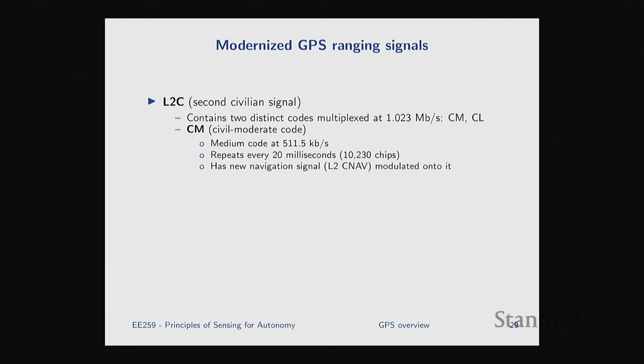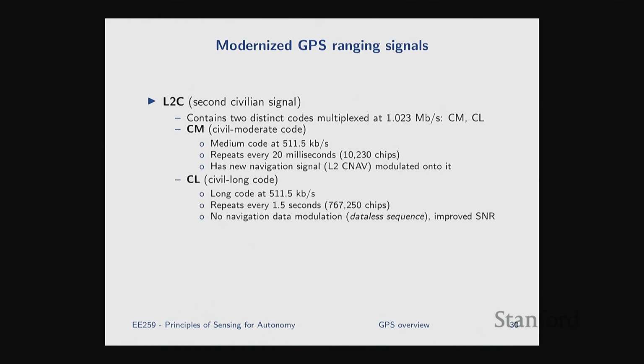But there's an L2C, which is called the second civilian signal. As the name suggests, this one is transmitted on the L2 frequency band, and contains 2 different codes that are multiplexed on the same frequency, called the civil moderate and civil long codes. Okay, these are multiplexed at 1.023 megabits per second. One is a 20 millisecond long code. The other one is a 1.5 second long code.